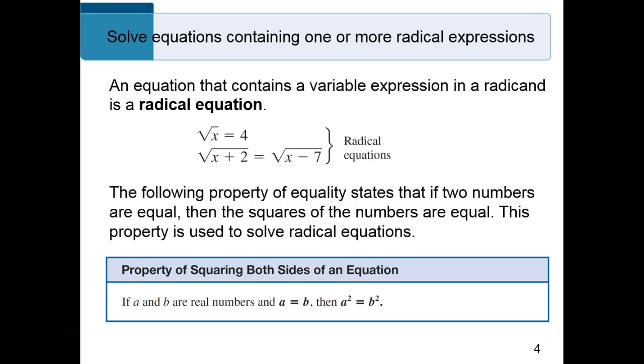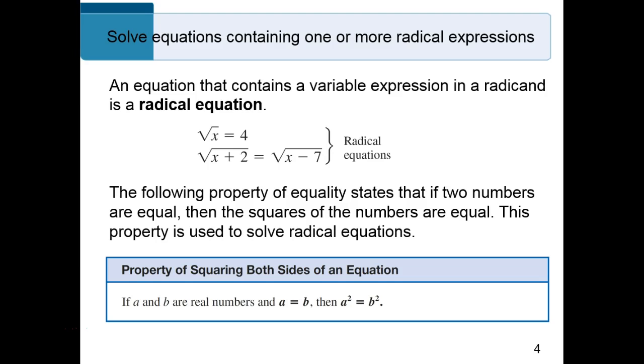Solving equations. Now, an equation that contains a variable expression in a radicand is called a radical equation. Square root of x equals 4, that's a radical equation. If that had been x equals square root of 4, no, you just take the square root of 4 and you're done. It has to be the variable inside the radical. This is also one. The square root of x plus 2 is equal to the square root of x minus 7. Both variables are inside radicals. Those are what we call radical equations, when the variable shows up inside a radical on either side, or both sides.